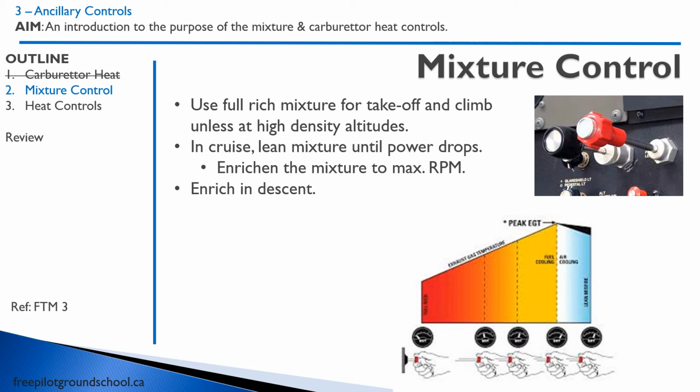So we have full rich. We're in cruise, we've set the power. We're slowly going to turn the mixture control out. We will see an increase in RPM. So the engine's running more efficiently. And then once we lean it too much, that engine RPM will start rapidly decreasing. And then at that point, we just enrich it.